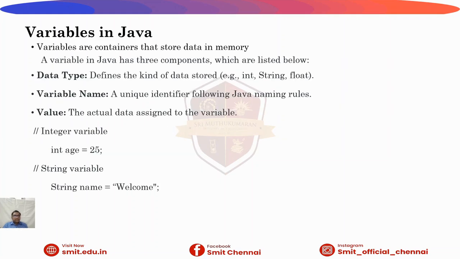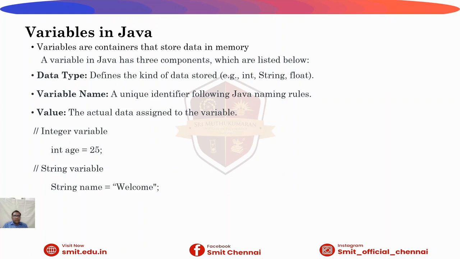Variables in Java. Variables are nothing but containers that store some data in memory. It has three main components, that is the data type, variable name and value. Data type means what type of data is going to be stored. It can be either integer, string or float, etc. Then variable name is a unique identifier which follows the Java naming rules. And at last value, that is the actual data which is going to be assigned to the variable.